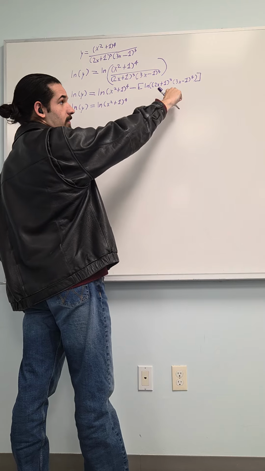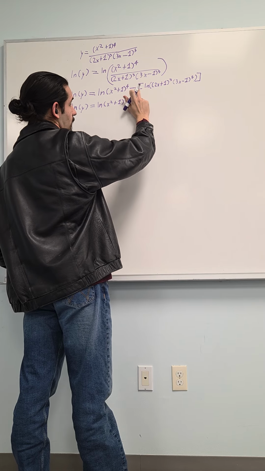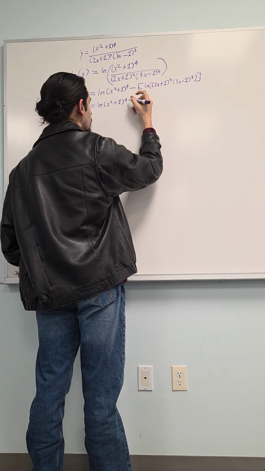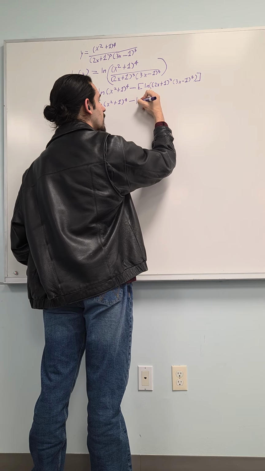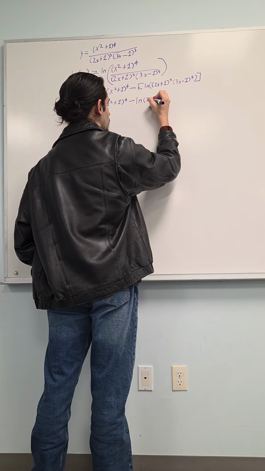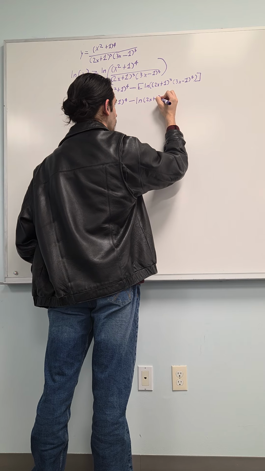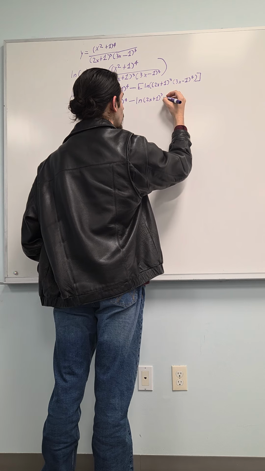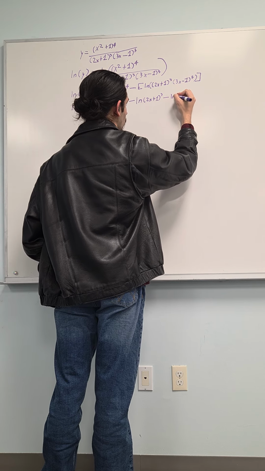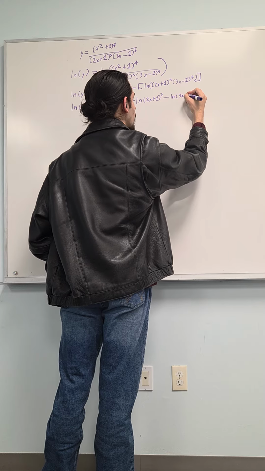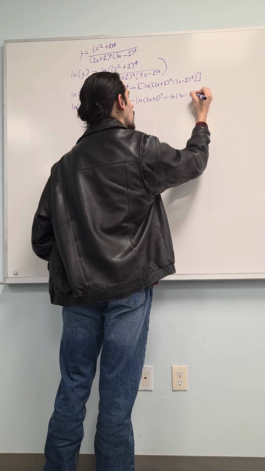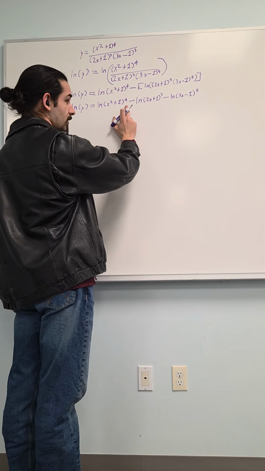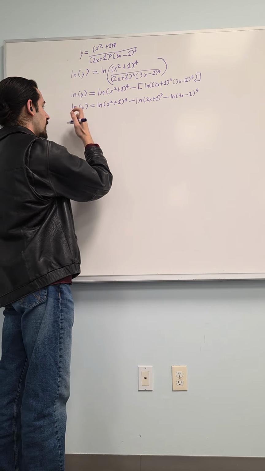Now normally you'd split this up with addition, but since you have a minus sign here, you're going to split it up and use subtraction. So it's going to be minus natural log of 2x plus 1 all raised to the third, minus natural log of 3x minus 1 all raised to the fifth. One last step before we take the derivative. We're just going to continue using log rules and bring that power down to the front.